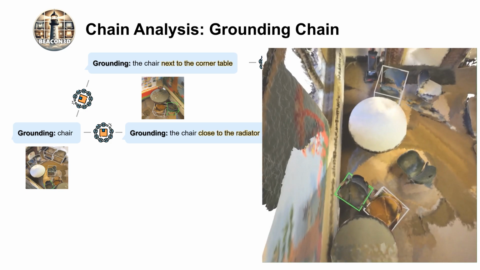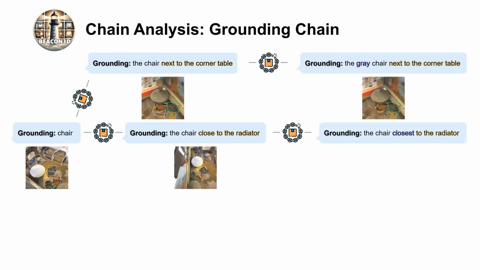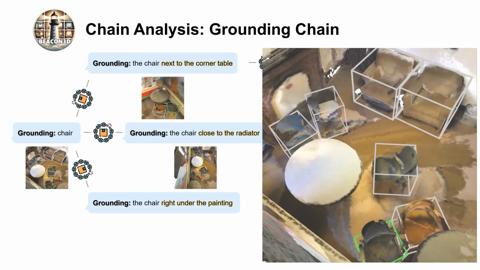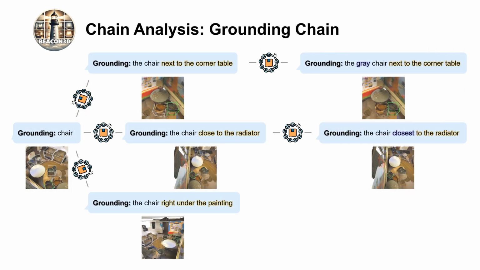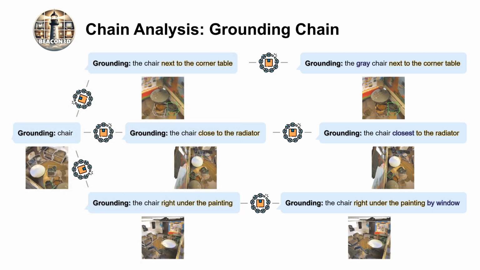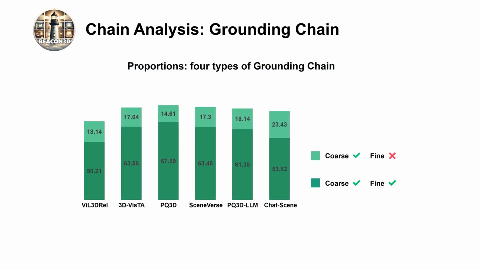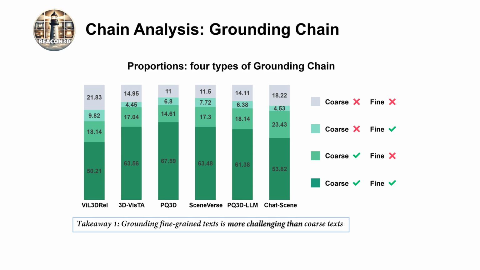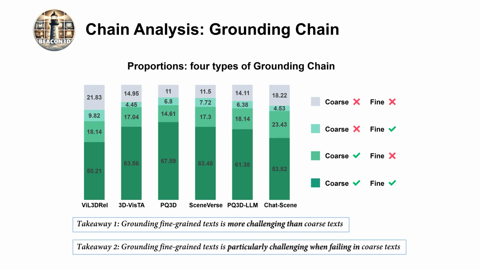Similarly, each grounding chain starts from a simple text, then it evolves with incremental complexity, highlighted by yellow and purple, to filter the target object candidates, and finally it converges to the unique target object. Such a coarse-to-fine scheme helps identify the boundary of grounding capabilities. The performance across the coarse-to-fine grounding chains can be categorized into 4 types. We show the proportions here, which indicates that grounding fine-grained texts is more challenging than coarse texts, and grounding fine-grained texts is particularly challenging when failing in coarse texts.